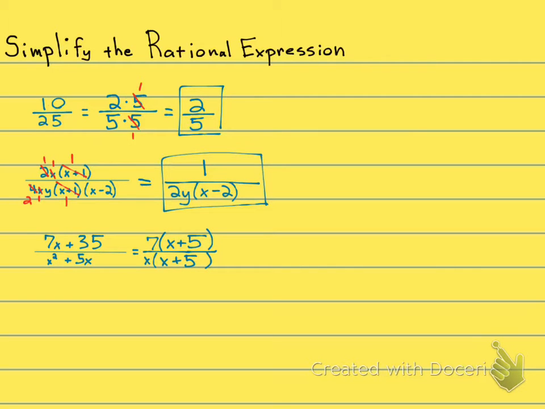Now this is looking pretty good. I feel pretty good about this because I notice now x plus 5 will cancel in the numerator and the denominator. So what am I left with? 7 in the numerator, x in the denominator.